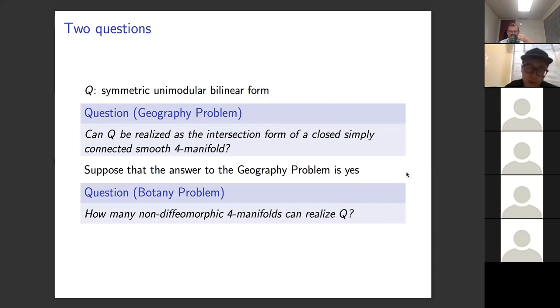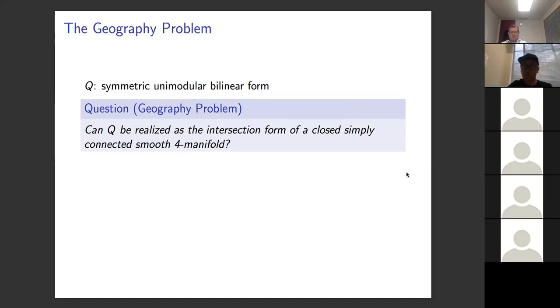So for the purpose of this talk, I'm going to focus on the geography problem. Namely, given a topological four-manifold, is there a smooth structure? In other words, given a symmetric unimodular bilinear form, can it be realized as the intersection form of a closed simply connected smooth four-manifold?